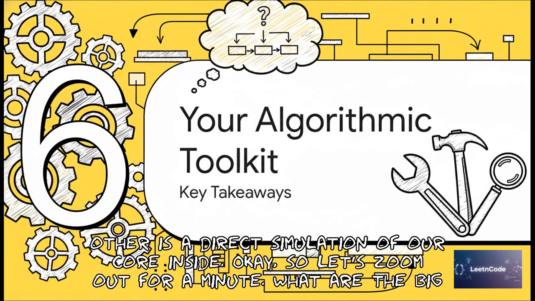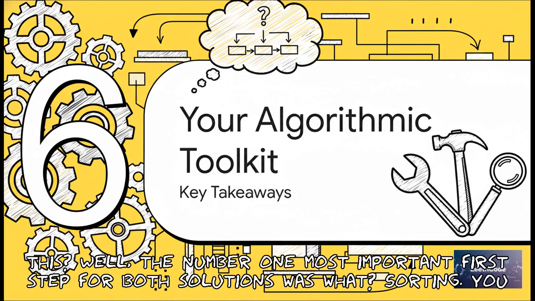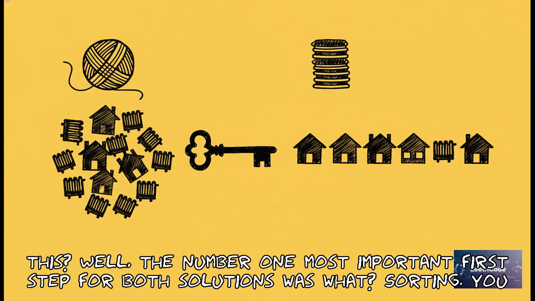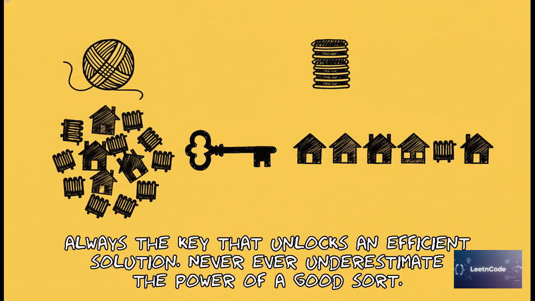Okay, so let's zoom out for a minute. What are the big takeaways here? What are the key things you should be adding to your own algorithmic toolkit after seeing this? Well, the number one most important first step for both solutions was what? Sorting. You absolutely have to remember this. Sorting often brings structure to a messy problem, and it's almost always the key that unlocks an efficient solution. Never, ever underestimate the power of a good sort.